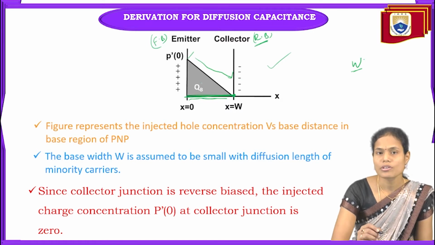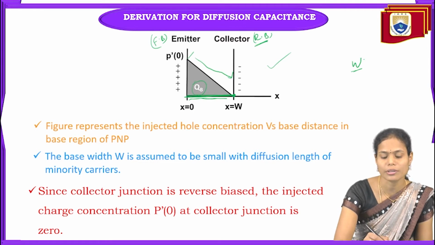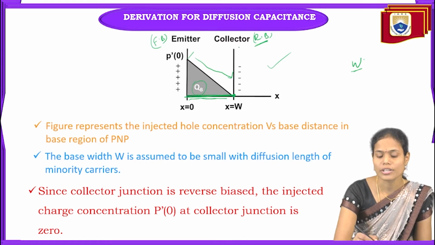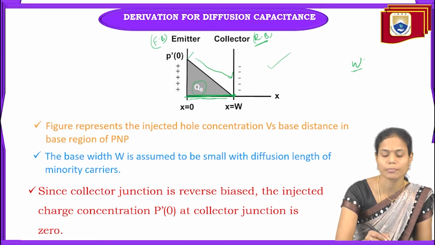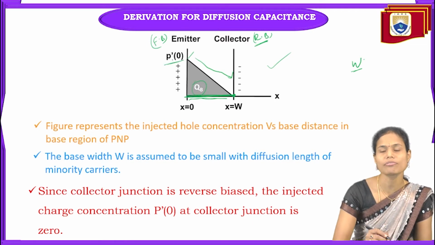Because of the charge carrier movement only, the charge will develop in the base, which we are representing here as QB. So this QB value is very high at the emitter base junction and it is very low or almost zero in the case of the collector base junction. That value we are representing with P dash of 0.